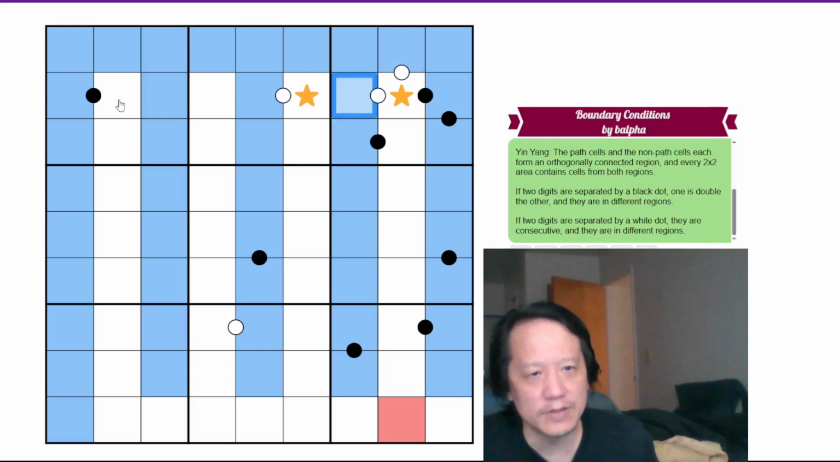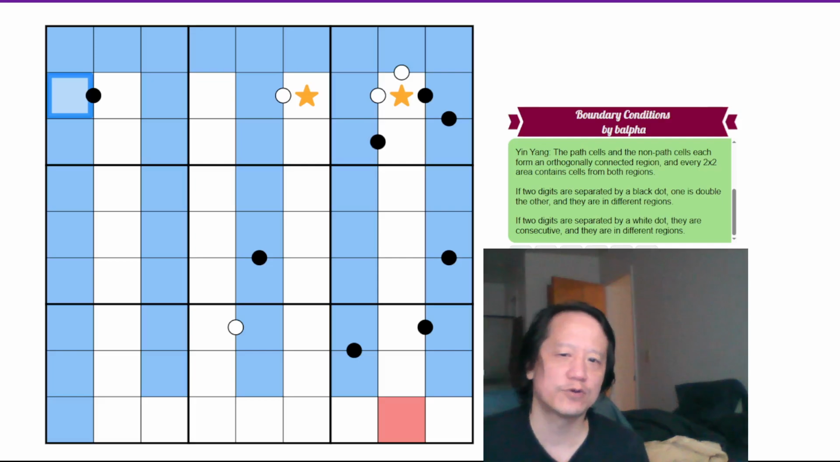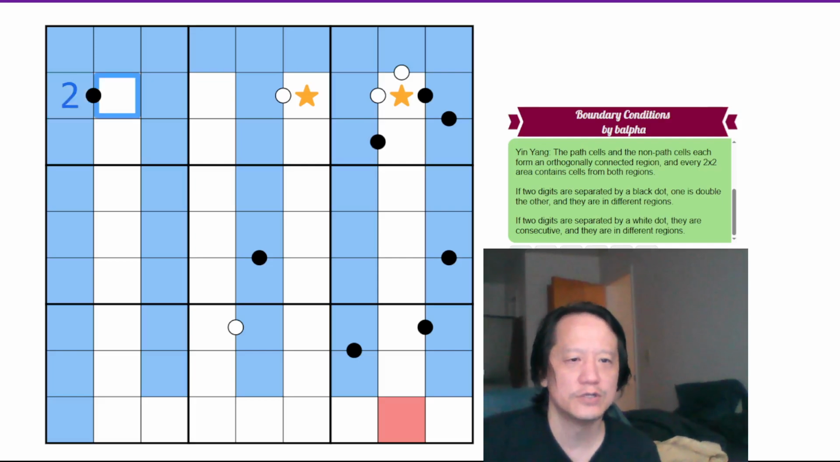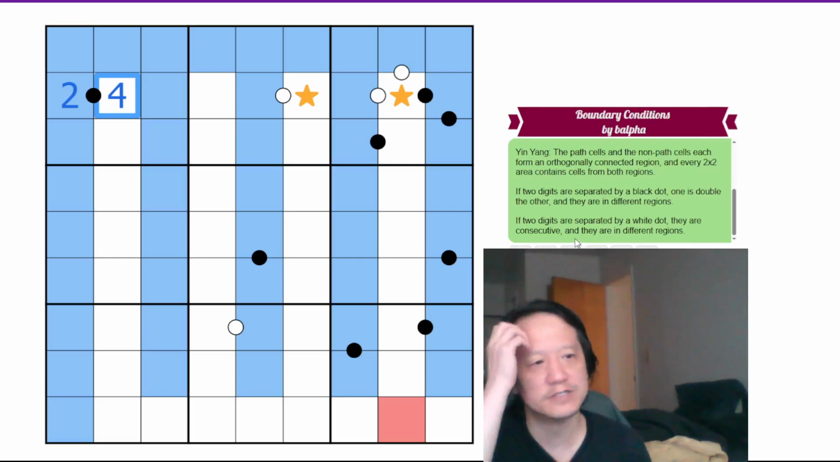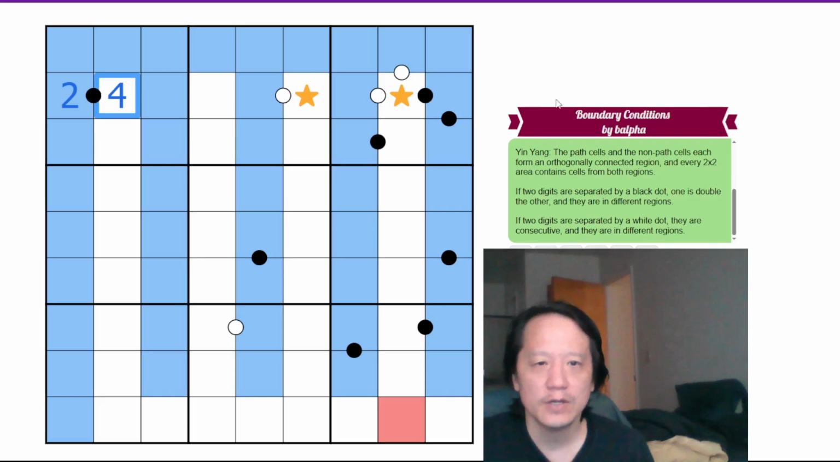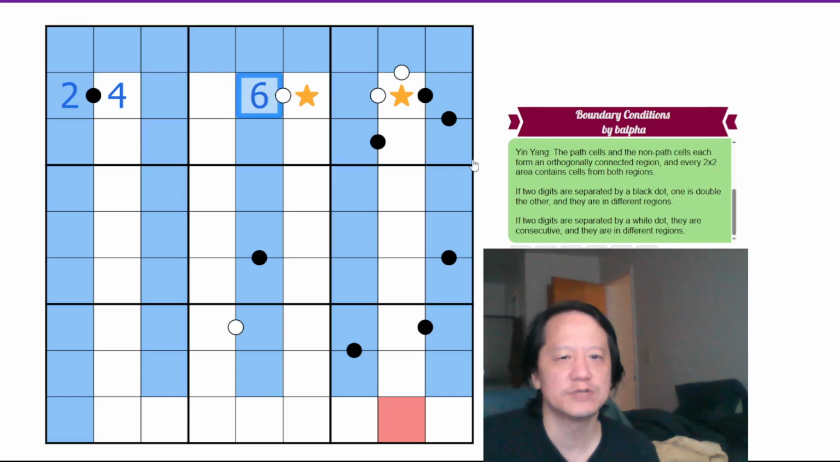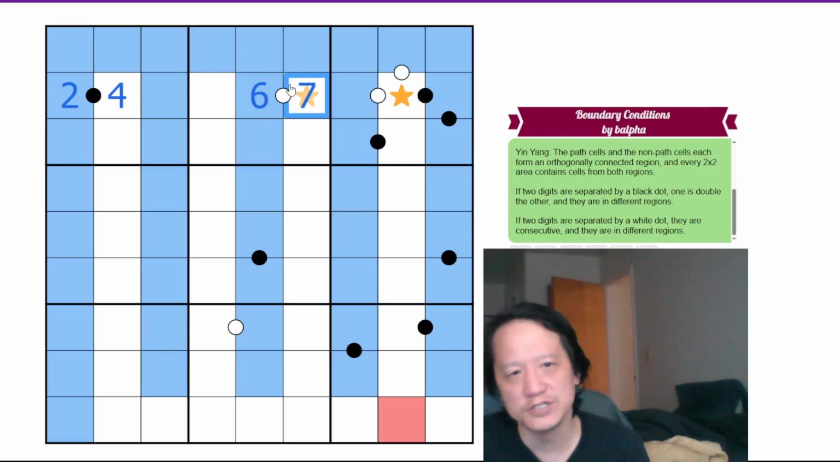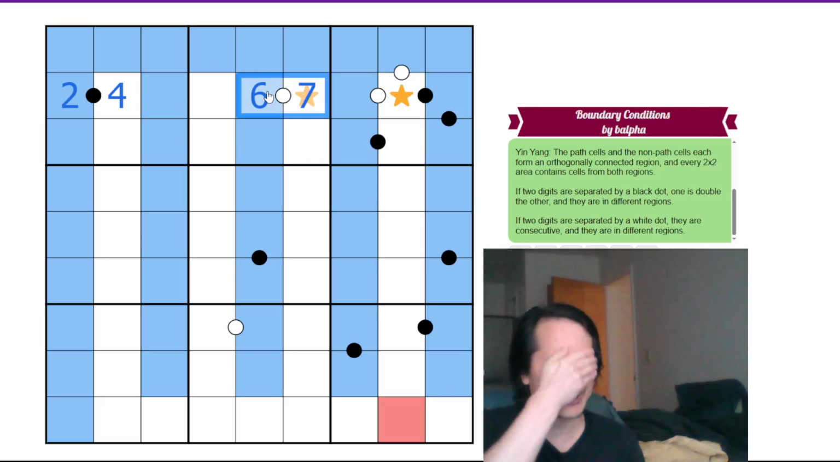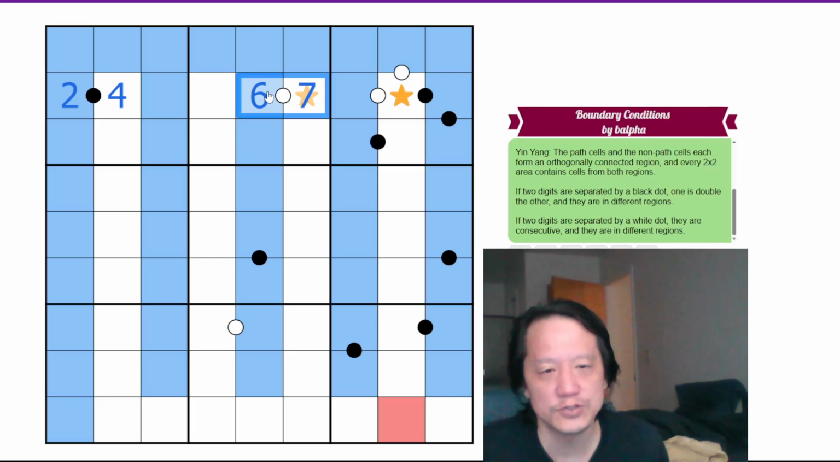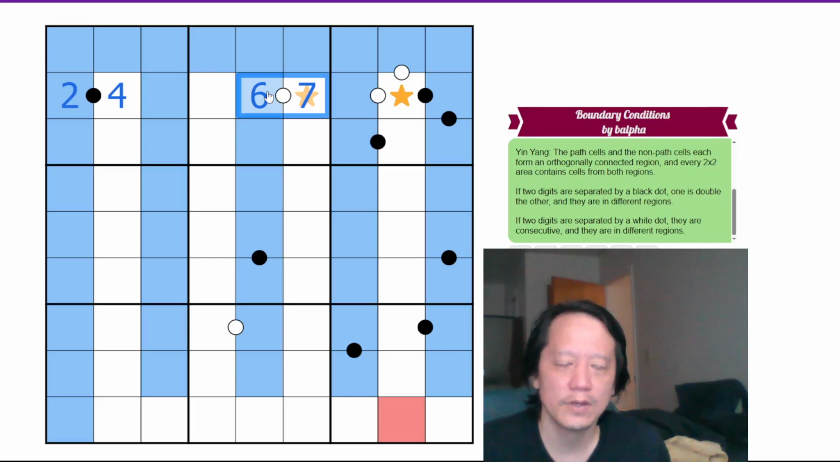Let's use examples. If, for example, this was a 2, this would have to be 1 or 4 to make sure that one is double the other. If this were, say, a 6, this would have to be 5 or 7, because these digits must be consecutive. And remember, between every two dots, the digits that are separated are in different regions. And those are all the rules.